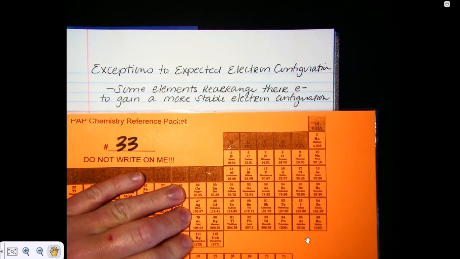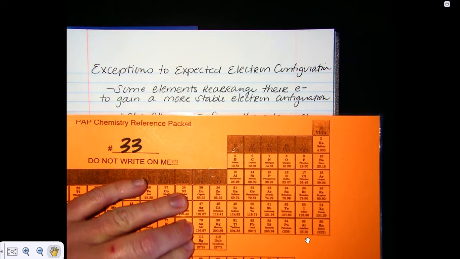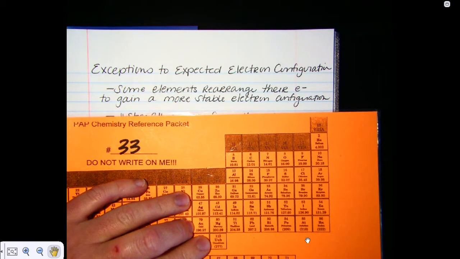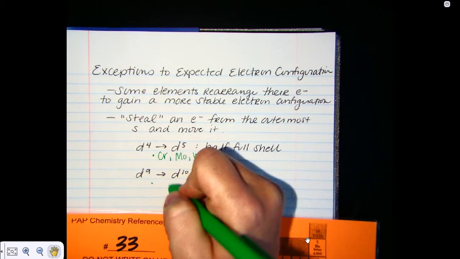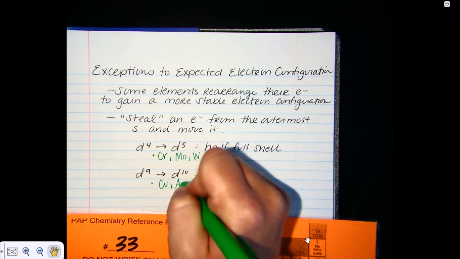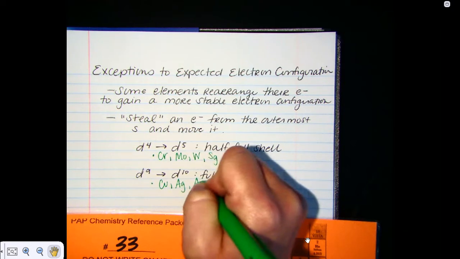Sorry, I should move that so you could see it. The copper, the silver, the gold. And we're going to ignore this one down here. I'm never going to ask you about it. So just those three. So Cu, Ag, and Au. All right.